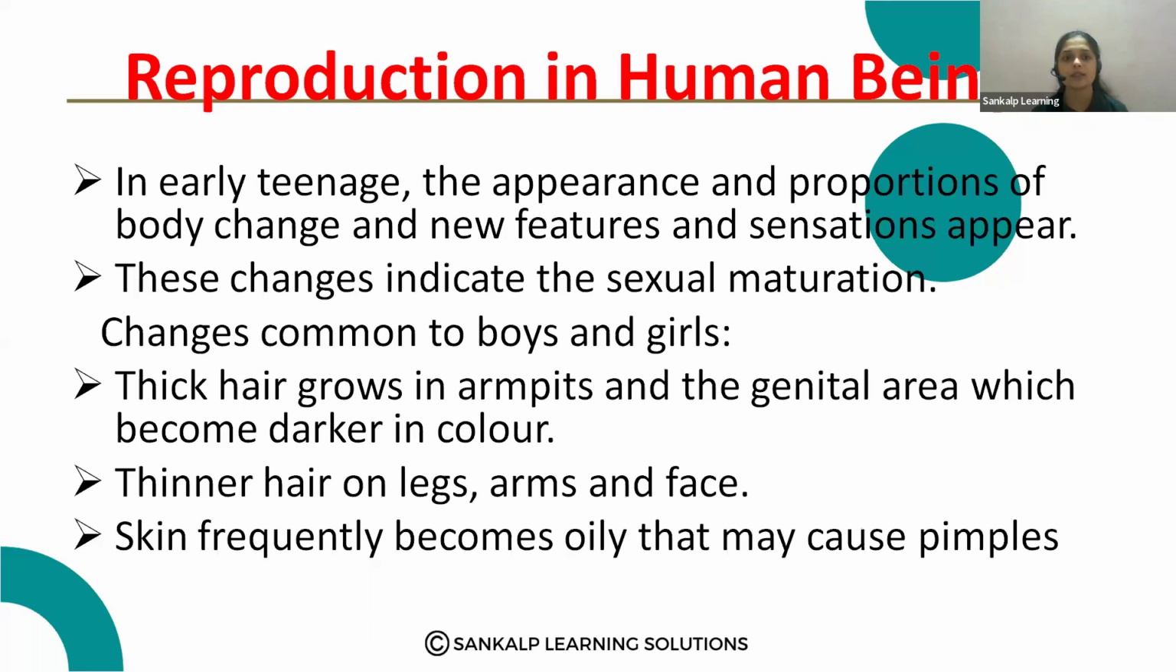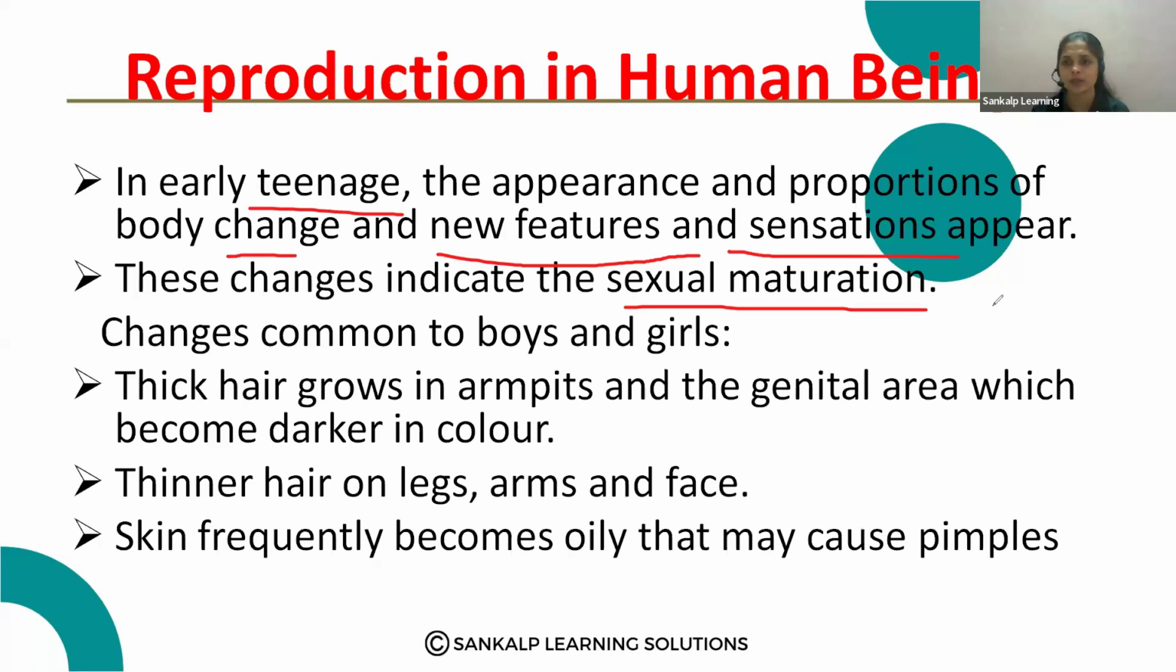In human beings, in the early teenage, we can observe the proportions of the body change, and new features and sensations appear. In the teenage, after 12, 13 years, a body change occurs. These changes indicate the sexual maturation, meaning the organism is ready for sexual reproduction.